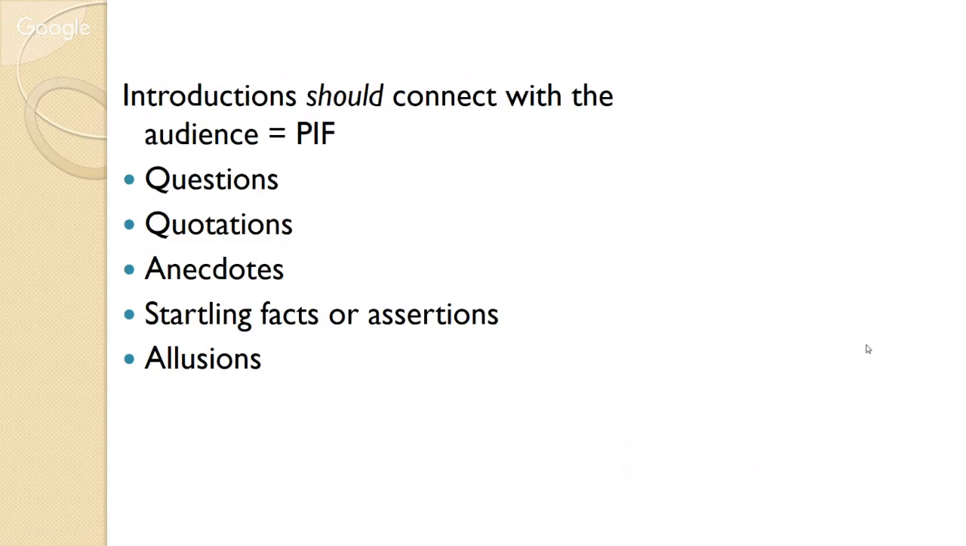And you can use startling facts to cultivate surprise on the part of the reader. And you can use allusions to make a connection with the reader. An allusion is a reference to something that you expect your audience to know and understand. So it is a form of shorthand.